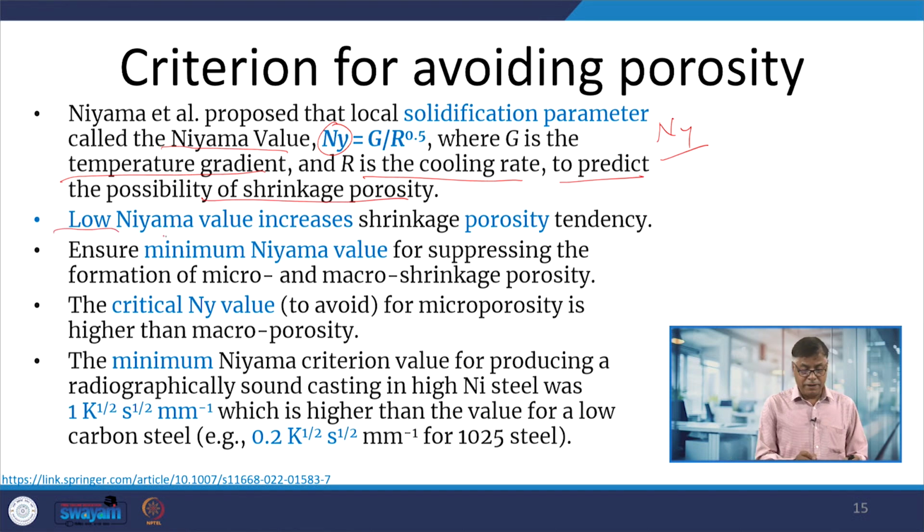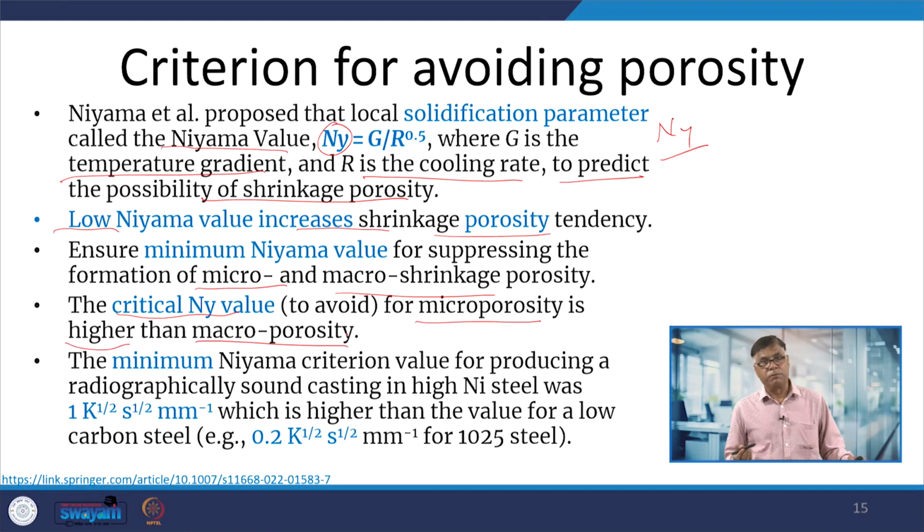So, they calculated the Ny parameter to see the possibility of shrinkage porosity formation during casting. A lower Niyama value increases the shrinkage porosity tendency, so it ensures a minimum Niyama value for suppressing the formation of micro and macro shrinkage porosity. There is a critical value which is helpful to avoid such porosities. The critical value for micro porosity is higher than that for macro porosity.